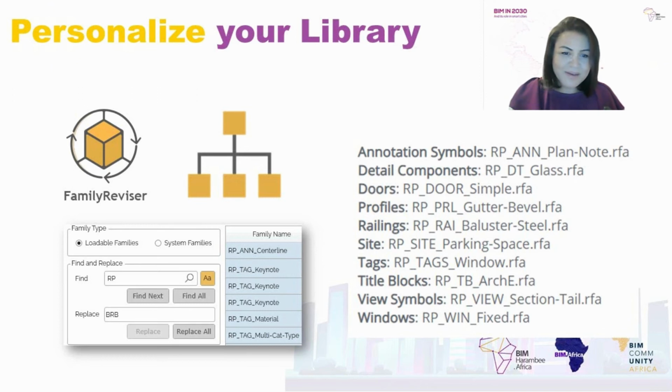Again, you can create your own Dynamo script for this task and link naming codes with the family's parameters and name it as desired. The library folder is one of the most used folders that you will deal with. The Family Revisor plugin allows you to save your families in an organized way.